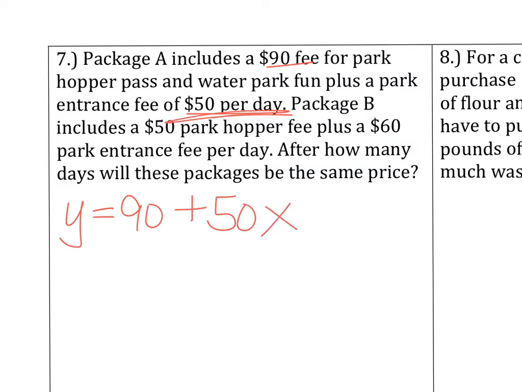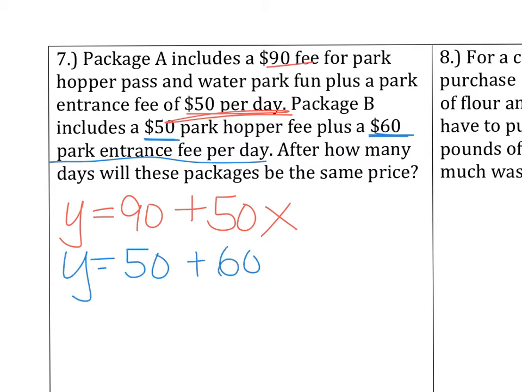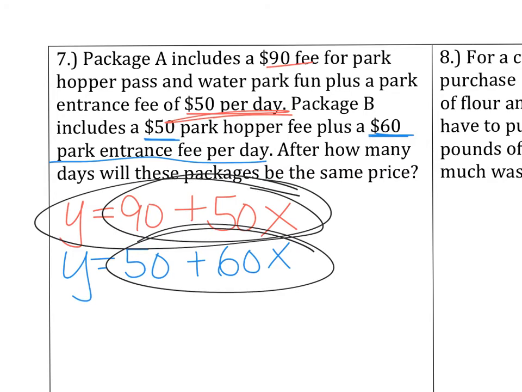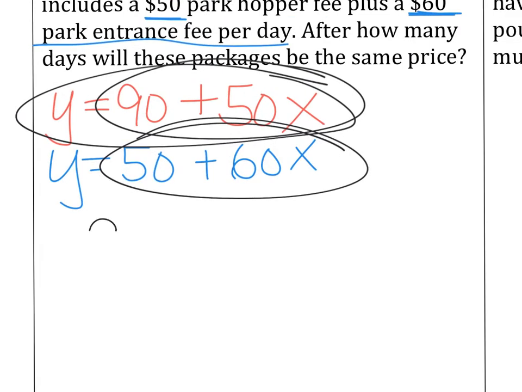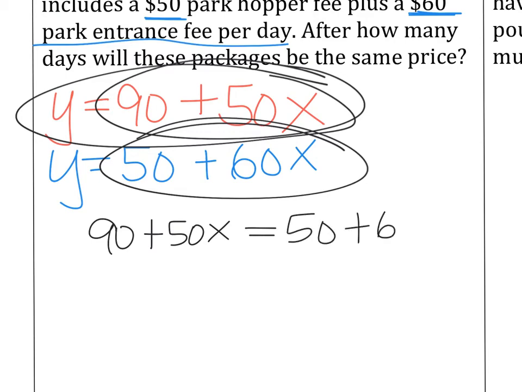Package B includes a $50 fee plus $60 entrance per day. So this is $50 to get in the park, but $60 each day. So what we're going to do here is we're going to find out when they're equal. After how many days will the package be the same? So we're going to take our x values and set those two equal. So 90 plus 50x, when does that equal 50 plus 60x?